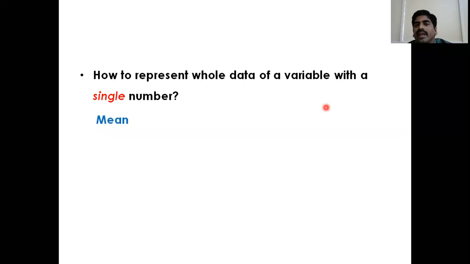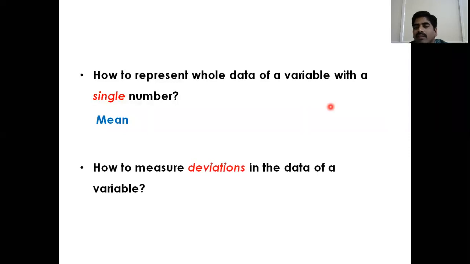So how to represent the whole data of a variable with a single number? We know the mean, because when we are calculating normal limits, first we have to take healthy subjects and a homogeneous group, so that you may not get outliers in most cases. So we take the mean as the measure of central tendency. And how to measure deviations in the data of a variable? If the data do not contain outliers, which is the ideal measure of dispersion? Standard deviation. Okay.